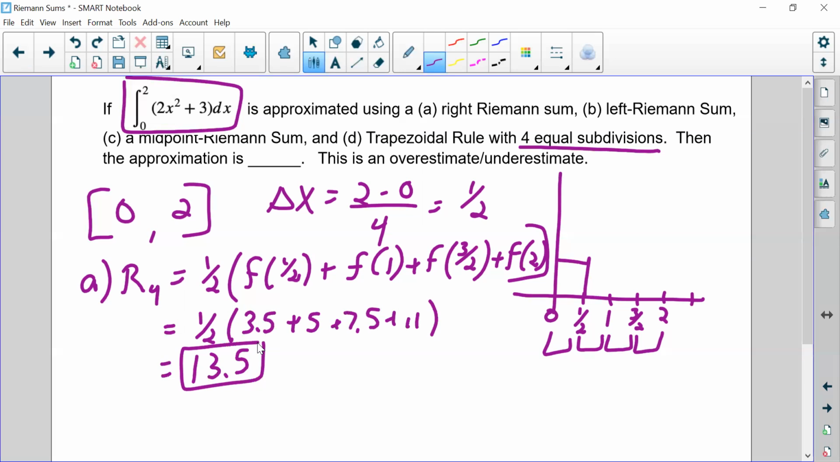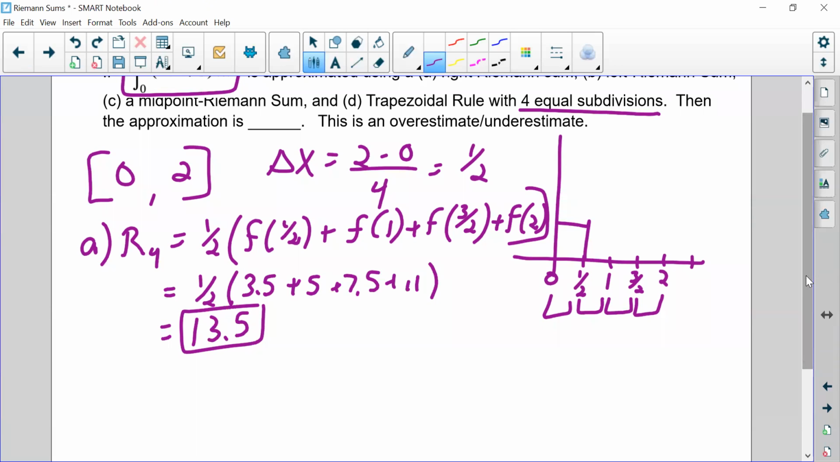Okay. You don't even have to show this, but I like to show this to figure out where my groupings are, but you don't have to do that. So everything over here is what I need to see. The delta x and doing the R. Any questions over that? We'll do one more. We'll do the midpoint. Midpoint's always fun.